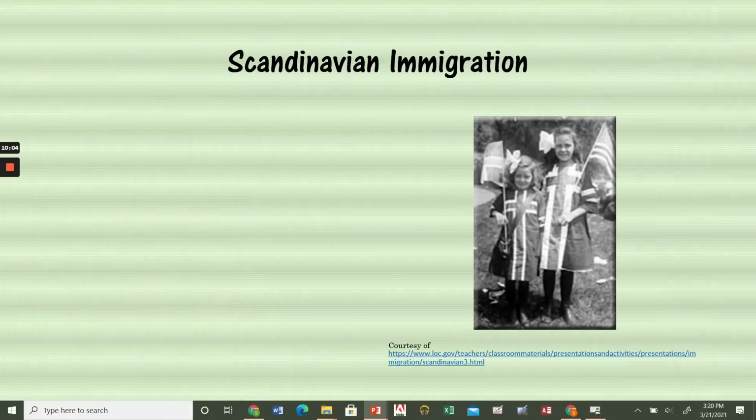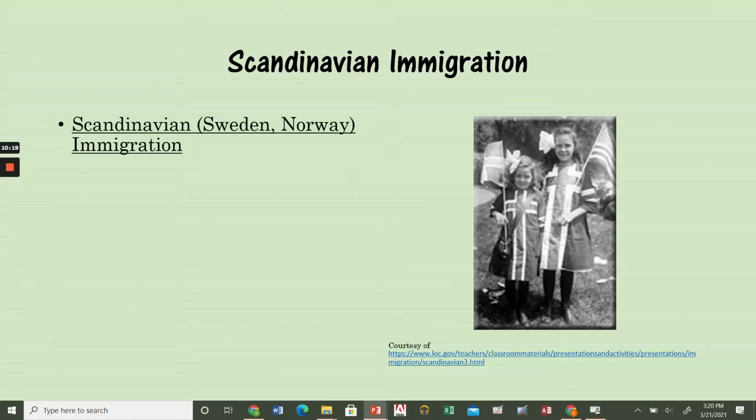All right, so let's talk about where these immigrants came from. All of these, except for one instance, which you'll see, are European. Again, except for one, we talk about Chinese immigration. But first, let's talk about the Scandinavians. Those are from very northern Europe. Sweden, Norway, places like that.